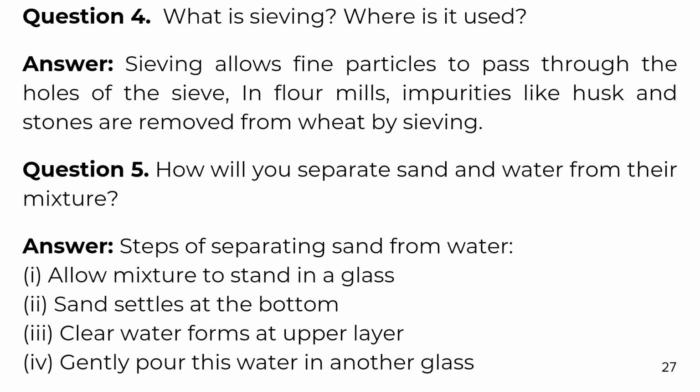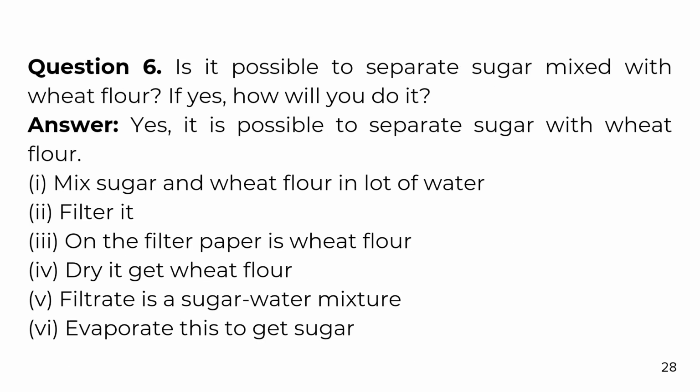Question 6. Is it possible to separate sugar mixed with wheat flour? If yes, how will you do it? Answer. Yes, it is possible to separate sugar from wheat flour. I. Mix the sugar and wheat flour in a lot of water. II. Filter it. III. On the filter paper is wheat flour. IV. Dry it, get wheat flour. V. The filtrate is a sugar-water mixture. We evaporate this to get sugar.